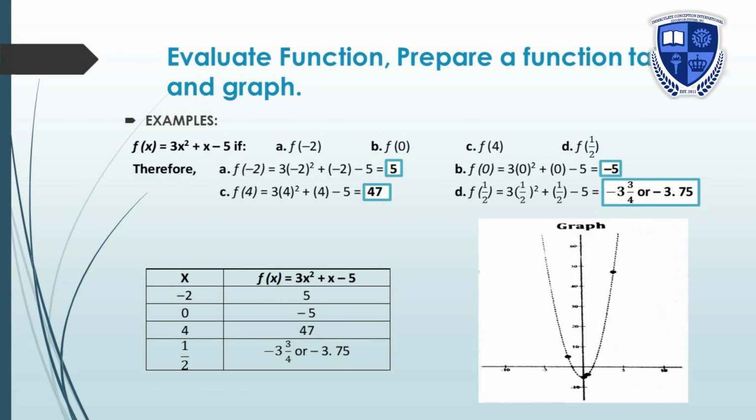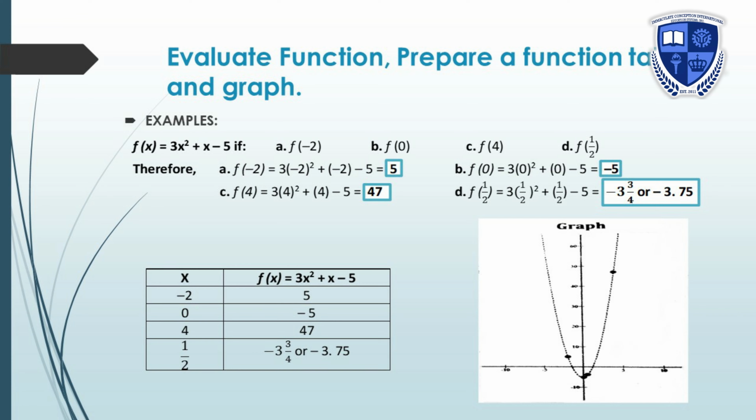Next, evaluate function. Prepare a function table and graph. Example, I have a given f of x is equal to 3x squared plus x minus 5. Ang value ko po para sa x upang masubstitute natin is letter A, negative 2, letter B, 0, letter C, positive 4, letter D, positive 1/2. So, let's compute. Sa letter A, 3 times negative 2 squared plus negative 2 minus 5 is equal to 5.